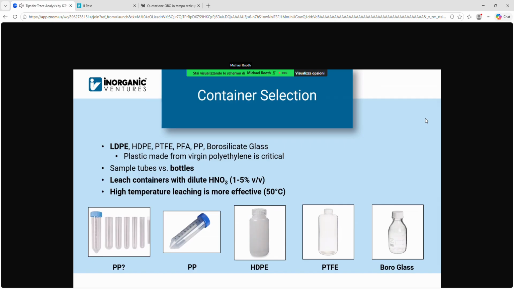So which is the best type of container to use and what are the concerns? Well, the big concern is contamination, right? This section's all about contamination considerations. So how do we control for that? And your container selection has a huge impact on that.